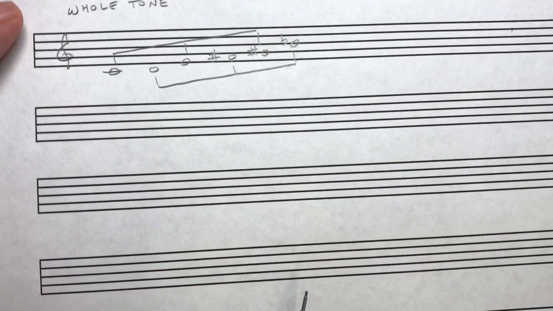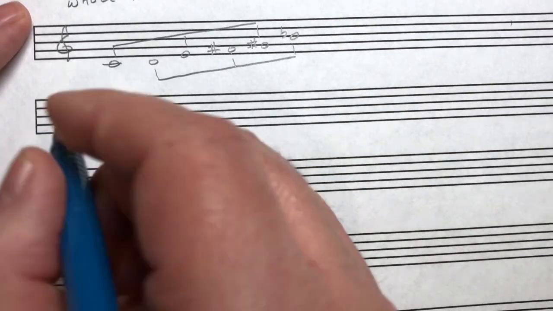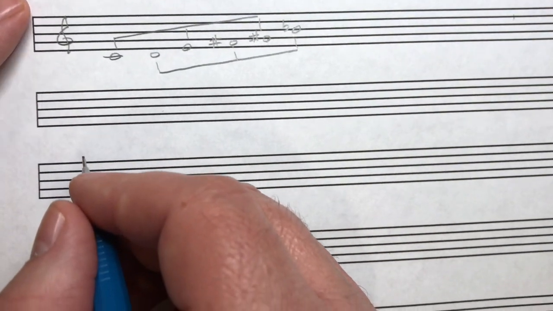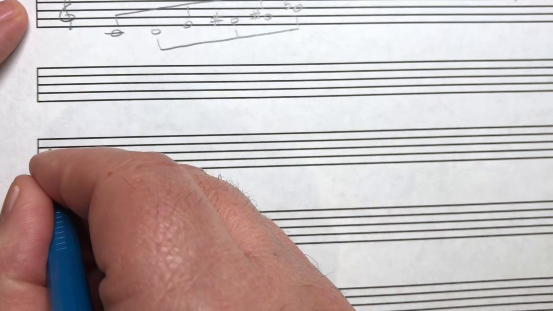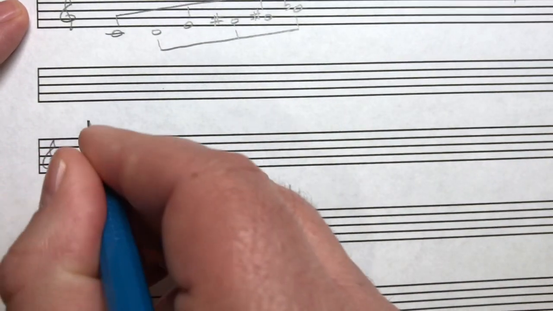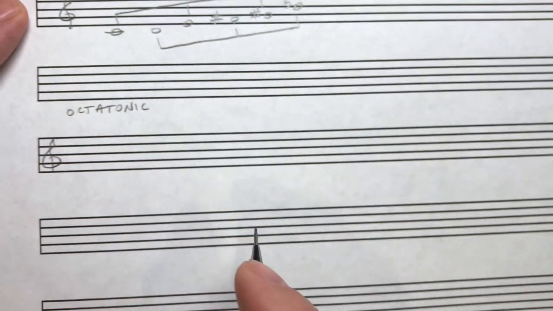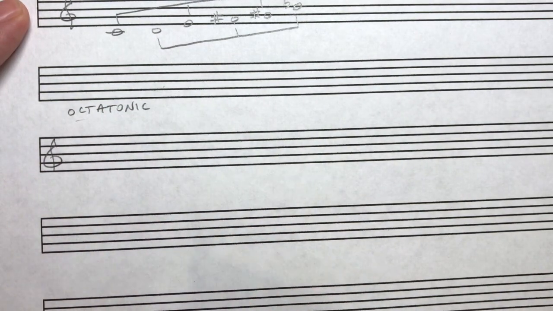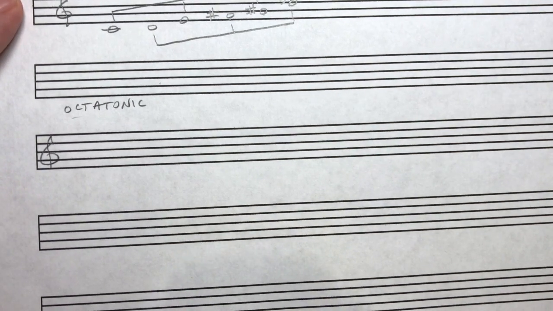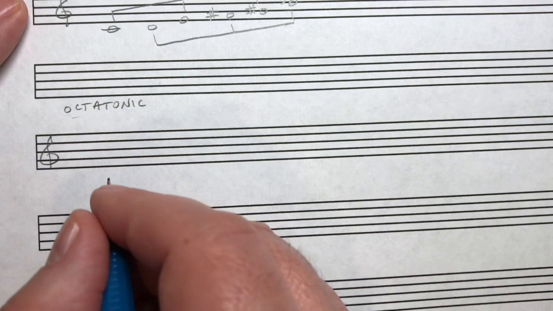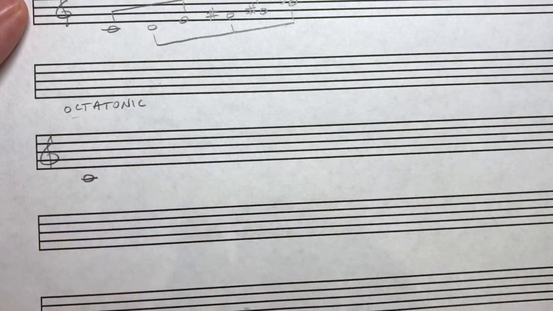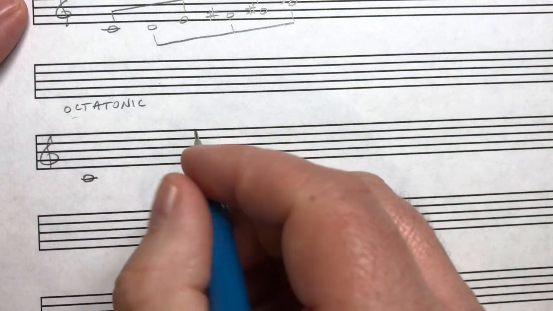The next scale we're going to look at is the octatonic scale. Octa meaning 8, tonic meaning tone, 8 tones or 8 notes. The octatonic scale, if we start on C, well, you could spell it different ways.